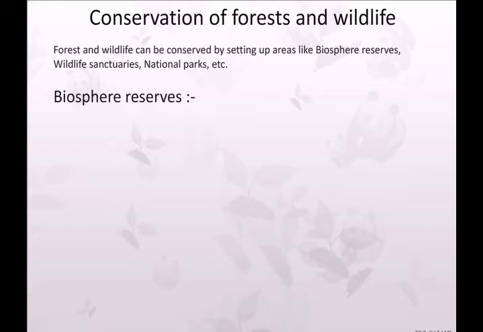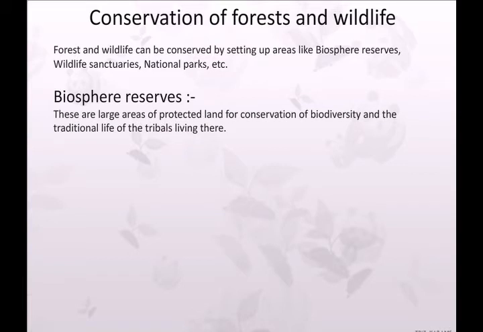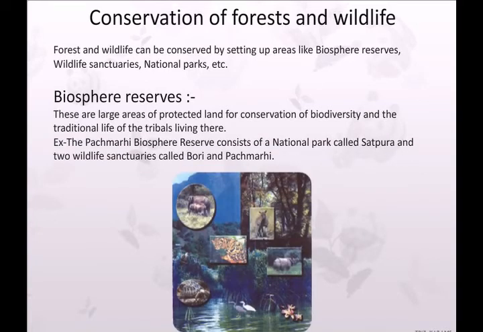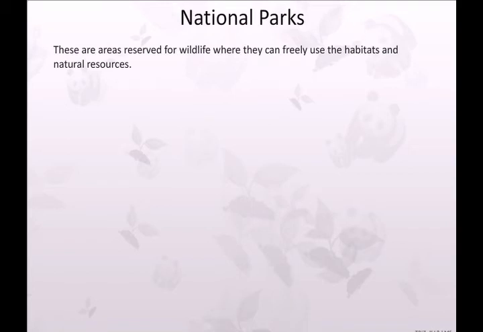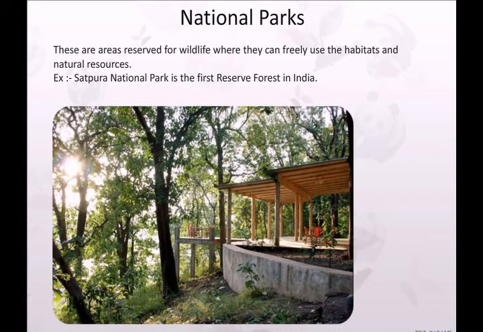Biosphere reserves. These are large areas of protected land for conservation of biodiversity and the traditional life of the tribals living there. Example, the Pachmarhi Biosphere Reserve consists of a national park called Satpura and two wildlife sanctuaries called Bori and Pachmarhi. National parks. These are areas reserved for wildlife where they can freely use the habitats and natural resources. Example, Satpura National Park is the first reserve forest in India.